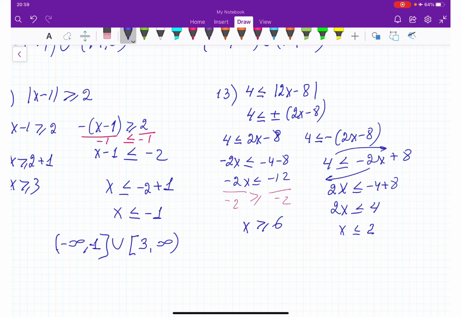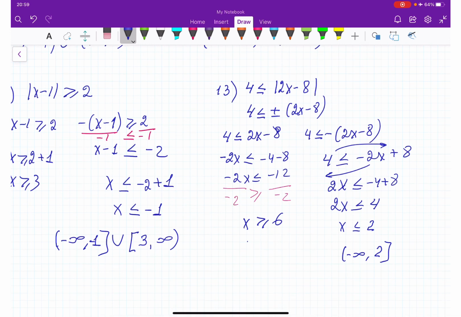Right? Okay, less equal 2 is going to be negative infinity to 2 square bracket, because equal sign is included. Greater equal 6, it's going to be square bracket 6, because equal sign is included, all the way to infinity. Infinity is always going to be parentheses.